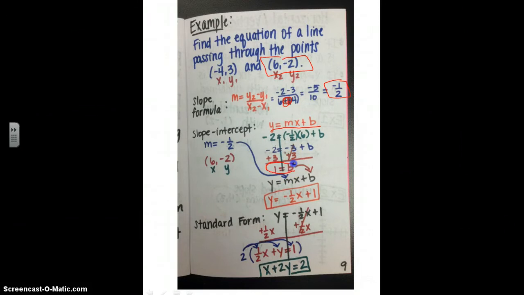Now that I have my b and I have my m, I'm going to take them and put them back into slope-intercept form. So I'm going to substitute them back in. So I'm left with y equals -1/2 x plus 1.